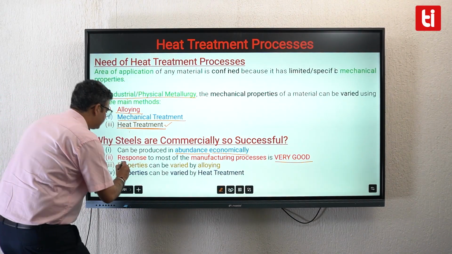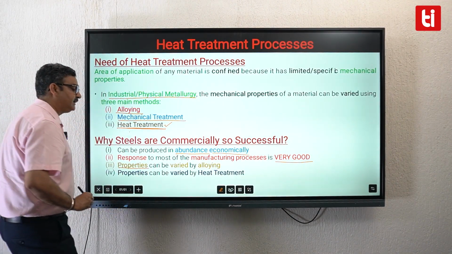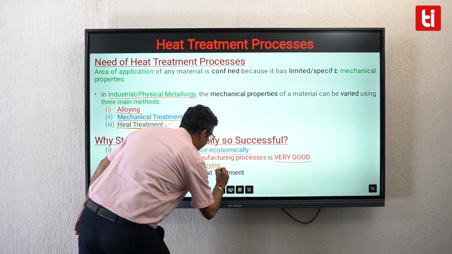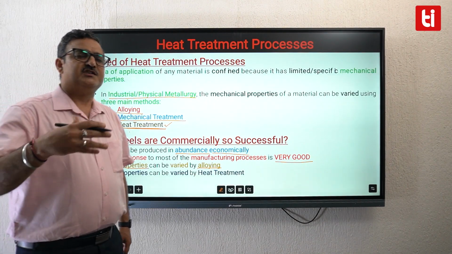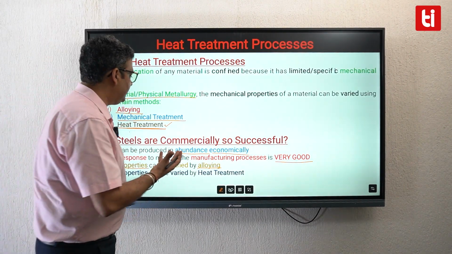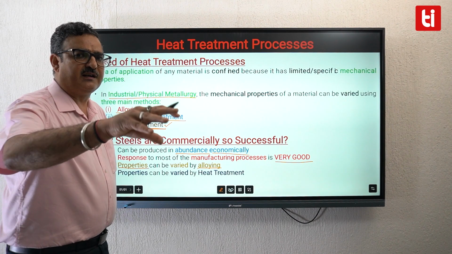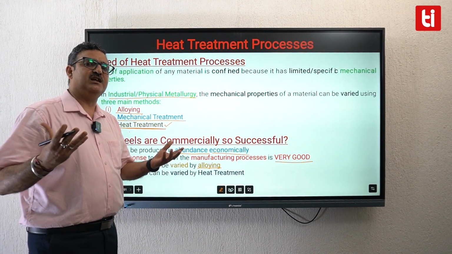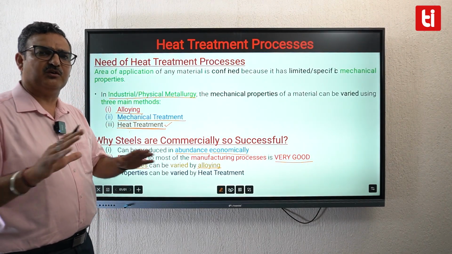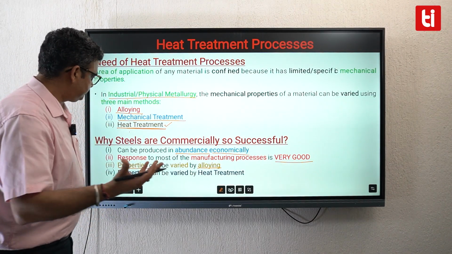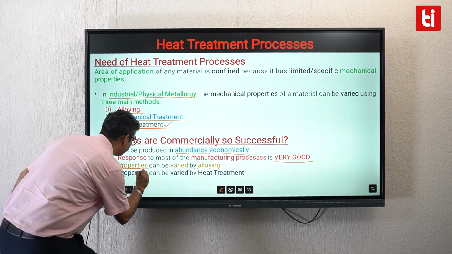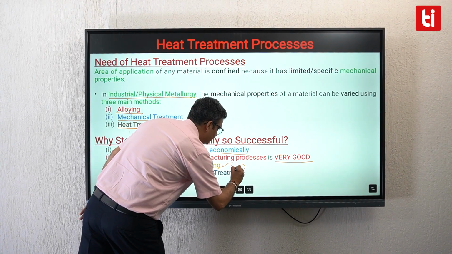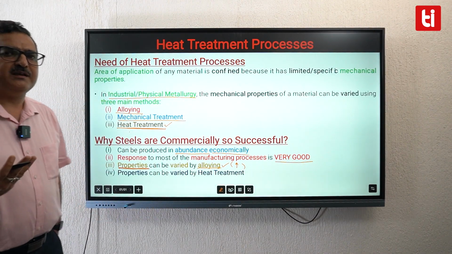Another important reason is that steel's properties can be altered, modified, and improved by a process called alloying. Though this is expensive, stainless steel is a very classic example. You have plain carbon steels, you put some 10.5% or 11 weight percentage of chromium in it, and they become stainless steel, which is totally anti-rusting and anti-corrosive, right? You can improve the mechanical properties of steels by alloying. But as I said, this process is a little costly, so it sometimes becomes prohibitive.